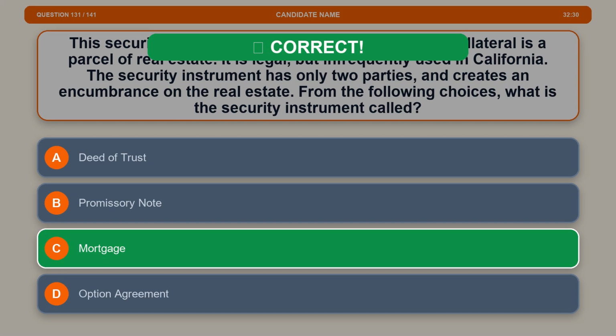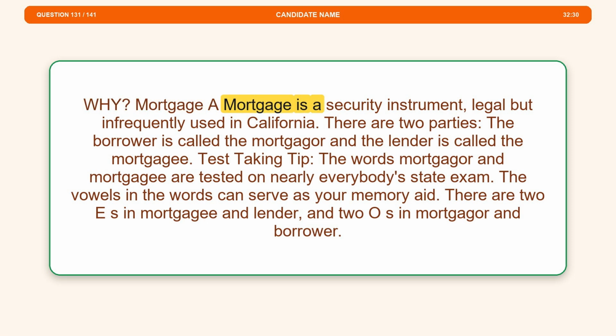The correct answer is option C. Mortgage. A mortgage is a security instrument, legal, but infrequently used in California. There are two parties. The borrower is called the mortgagor and the lender is called the mortgagee. Test-taking tip. The words mortgagor and mortgagee are tested on nearly everybody's state exam. The vowels in the words can serve as your memory aid. There are two Es in mortgagee and lender, and two Os in mortgagor and borrower.